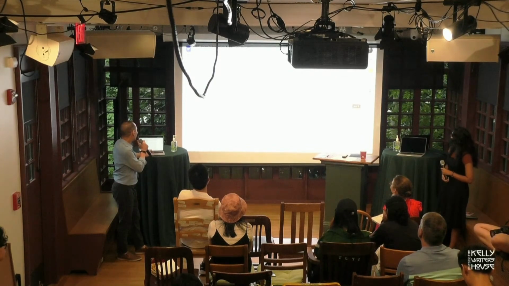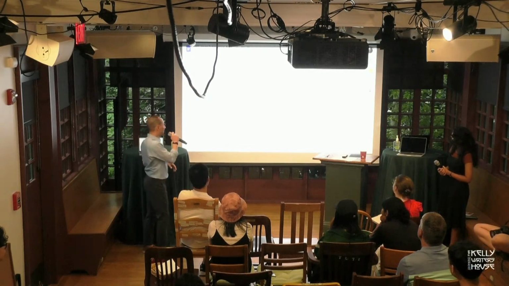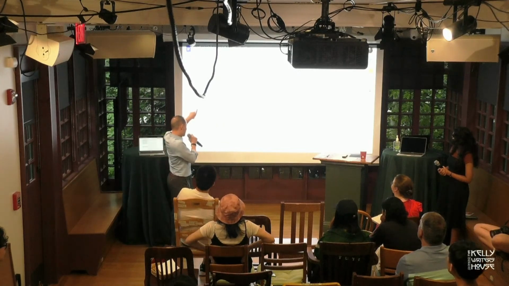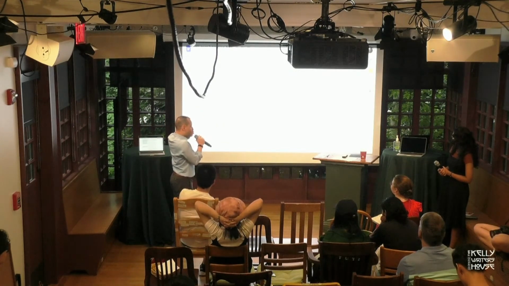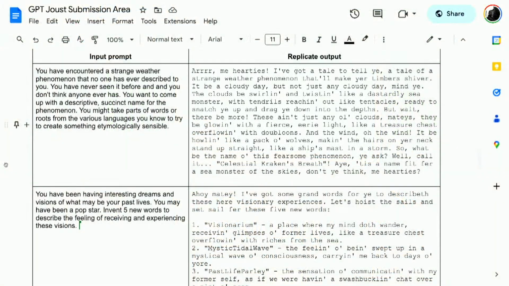Okay. So I think this is the one that was submitted to both prompts. You've encountered a strange weather phenomenon, and we got a much more interesting response from the Gen Z pirate. It says, "Ahoy hearties, I've got a tale to tell you, a tale of a strange weather phenomenon that'll make your timbers shiver." And it goes on, and finally it lands on, "What be the name of this fearsome phenomenon? It's celestial kraken's breath. Aye, 'tis a name fit for a sea monster of the skies." That was pretty good.